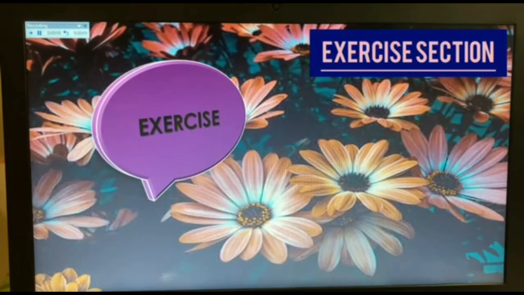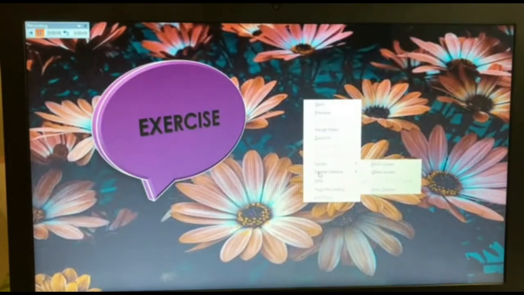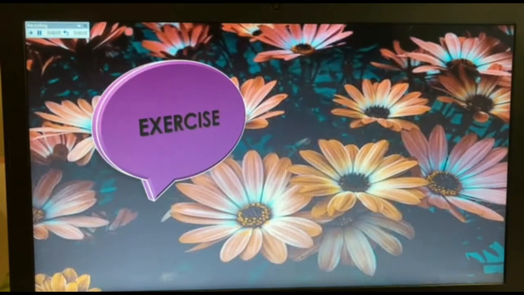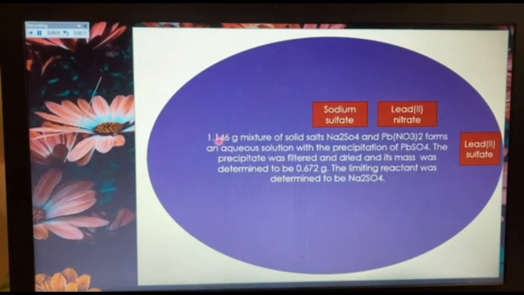Okay, now I'm going to talk about lab 5, and it will be an exercise. The question is: 1.16 gram mix of solid salts, sodium sulfate and lead nitrate, form an aqueous solution with the precipitation of lead sulfate. The precipitate was filtered and dried and its mass was determined to be 0.672 gram. The limiting reactant was determined to be sodium sulfate.